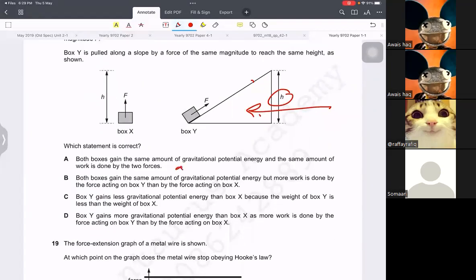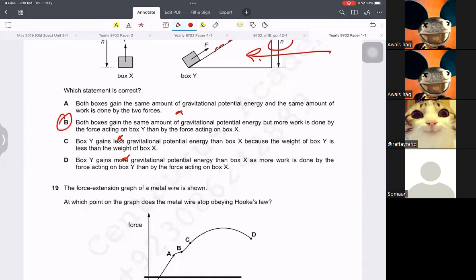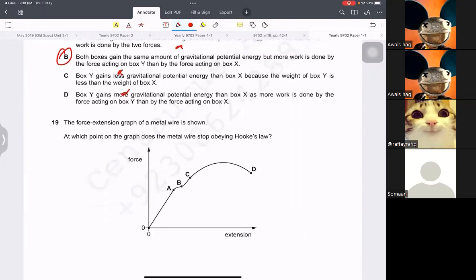That's wrong. Both boxes, same amount of gravitational potential energy, but more work is done by force acting on Y than by force acting on X. That's correct, because I told you why. There has to be friction to pull it up. So you have to overcome that too. Well, there can't be less, there can't be more. So both are wrong because they gain the same height.